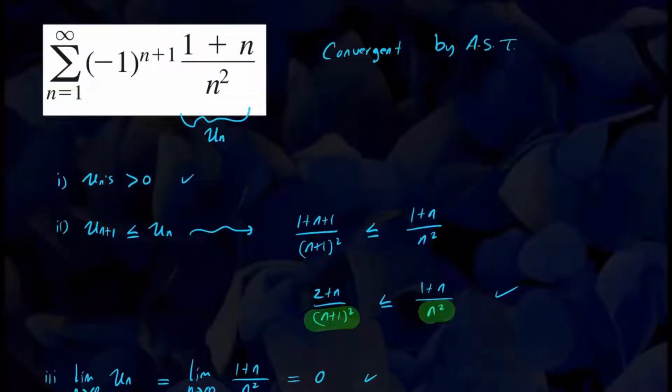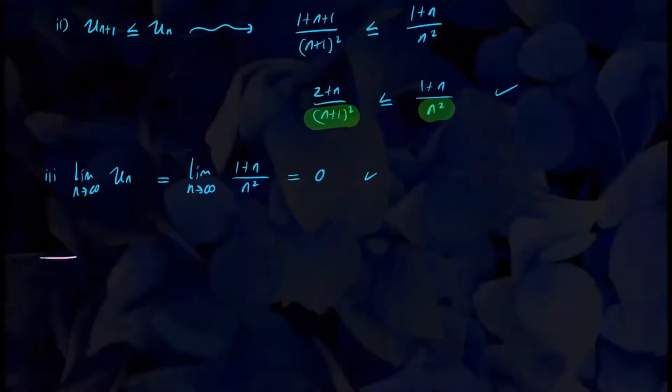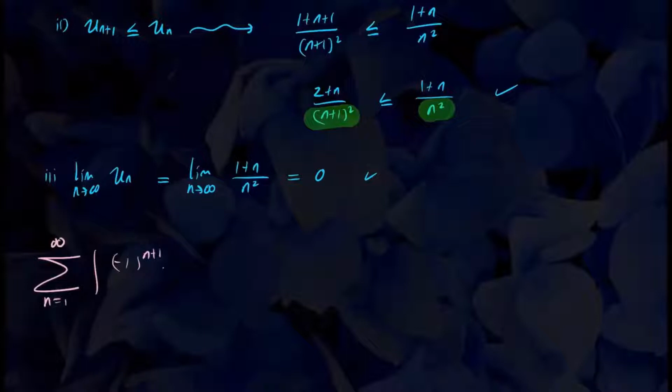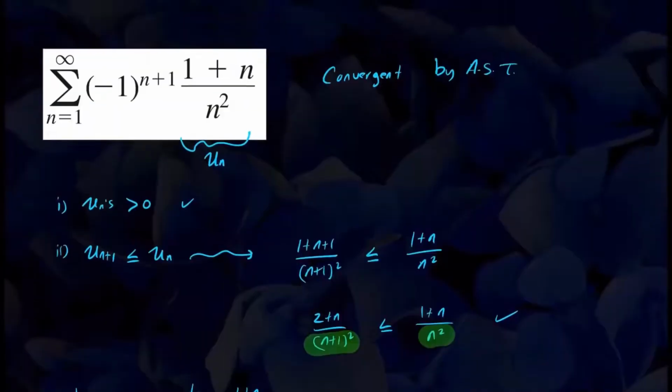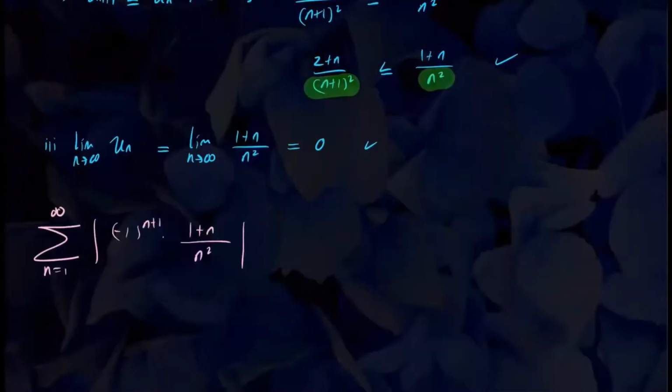Now let's throw in an absolute value and see if it converges. If it does, then we will say it is absolutely convergent. So I'm going to go ahead and take my series and look at the absolute value of it. So we're looking at the series from n equals 1 to infinity of (-1) to the power n plus 1 times (1 plus n) over n squared. So that's our an or un, right? So I copied it correctly.